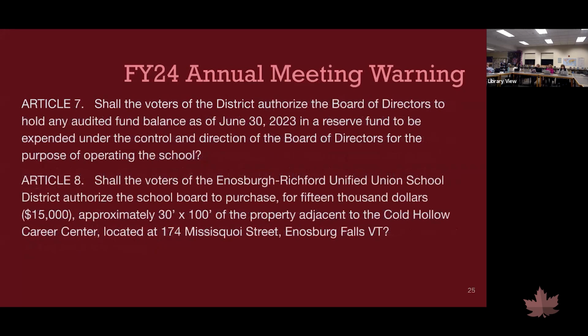So Article 7 was an article you put in last year. We were still kind of in the COVID concern when we were warning things then. And this was basically giving you permission to use that fund balance when it came in, if you needed to keep the schools operating. I would not suggest that you need this article, but you do have about $145,000 that is left over from FY22.